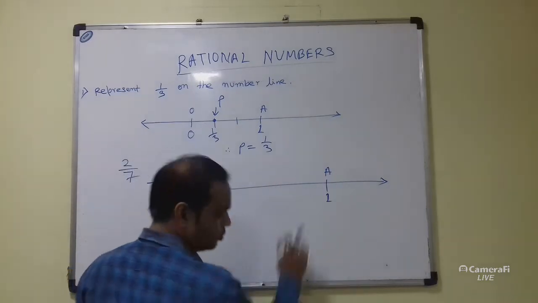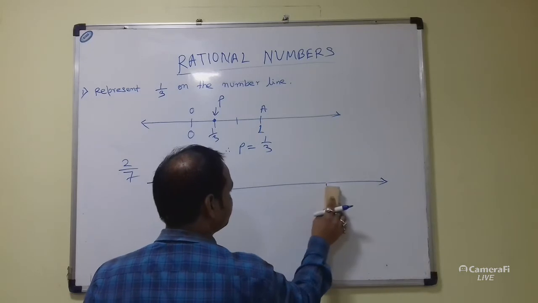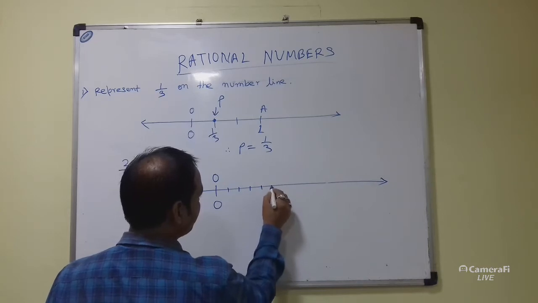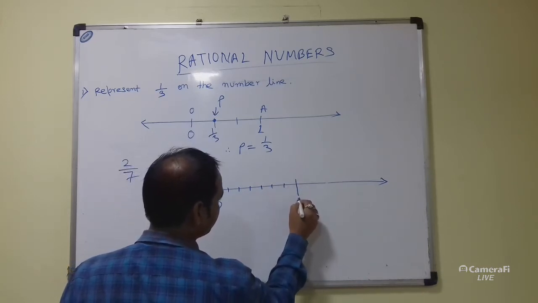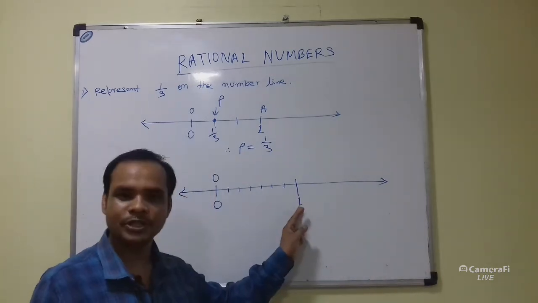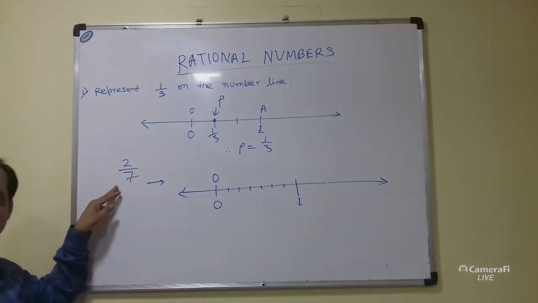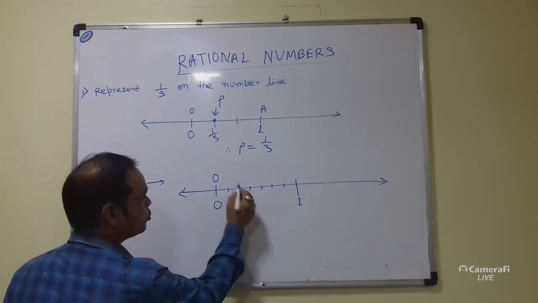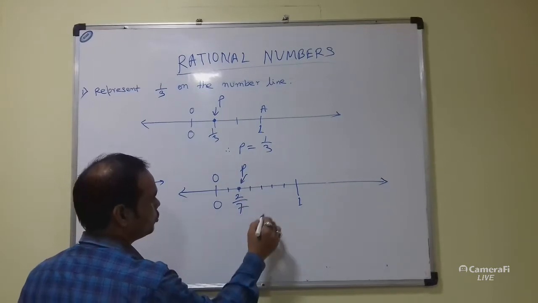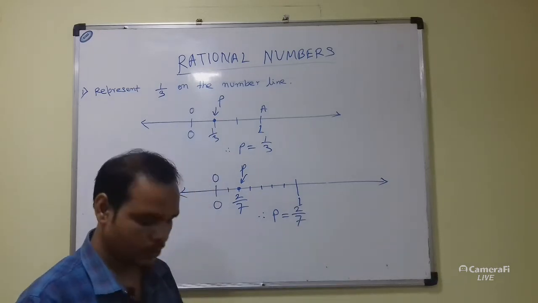You had better draw like this: 1, 2, 3, 4, 5, 6, 7. I hope you understood. This unit value has been divided into 7 equal parts. Now we have to take 2 parts out of 7 parts. So this is the 2 parts out of 7 parts. Give it the name P, and it is 2/7. Therefore P is equal to 2/7. I hope you understood.